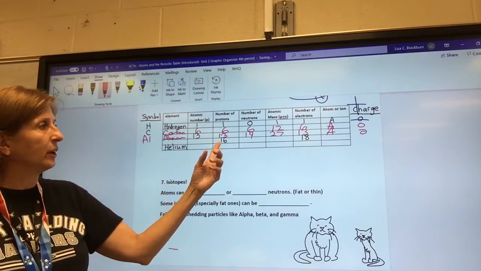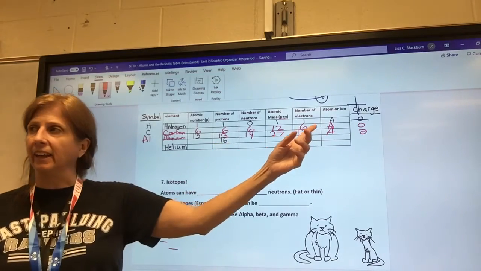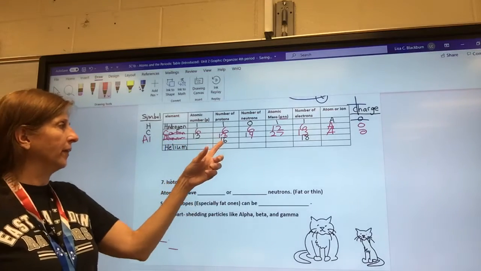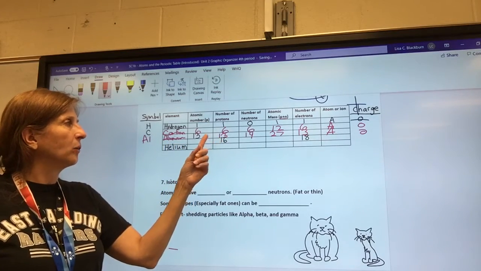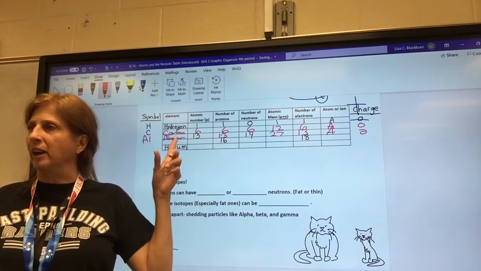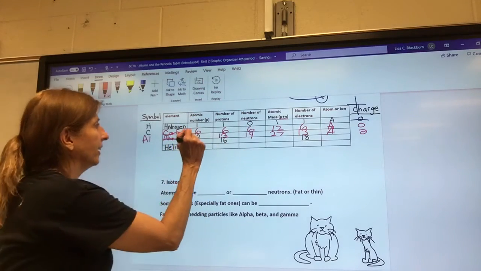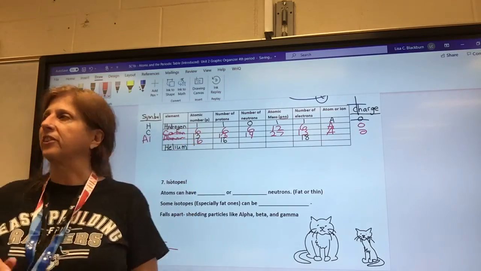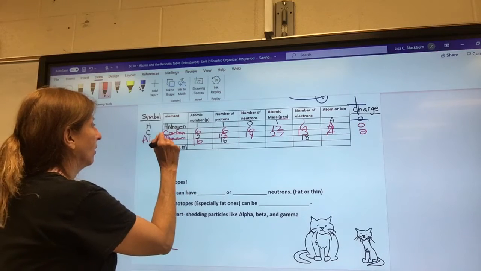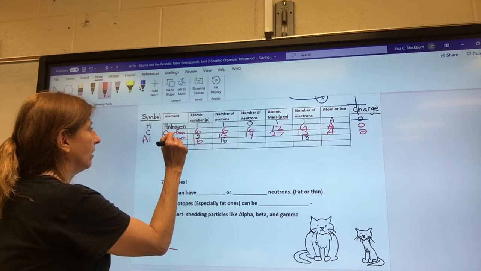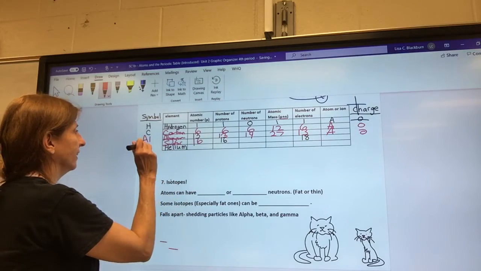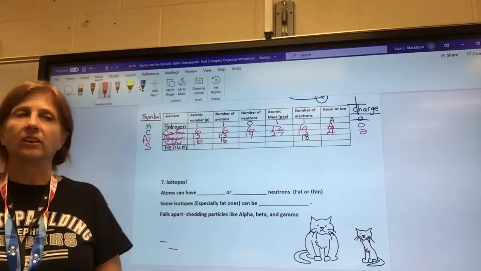This one has 16 protons and 18 electrons. So here's our different one. We'll get to it though. If it's got 16 protons, what's its atomic number? 16. If its atomic number is 16, which element is it? Sulfur. Does everybody understand that? Wait, what is the number of electrons? It was given to us. It's 18. So the symbol is S.